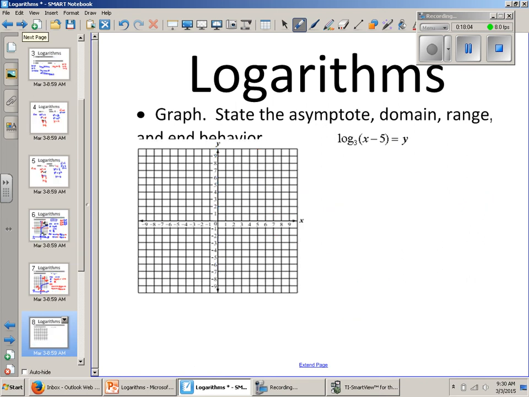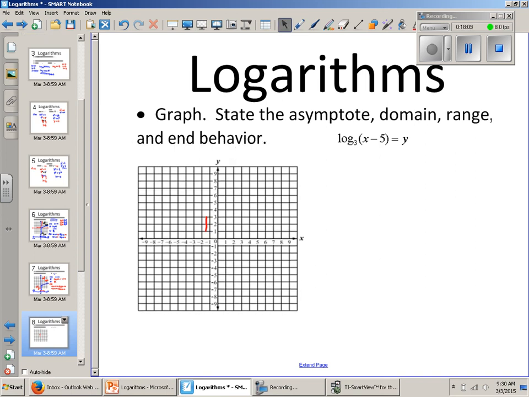Okay, let's look at one more graph. What do we notice about this graph? We should notice that it looks very similar to the last two, except this time I have the minus 5 inside. So remember, that's a horizontal shift. We're going horizontal to the right. So I'm going to move my asymptote to the right 5 units. So my asymptote is x equals 5. Right, now I need to move all those points right 5.